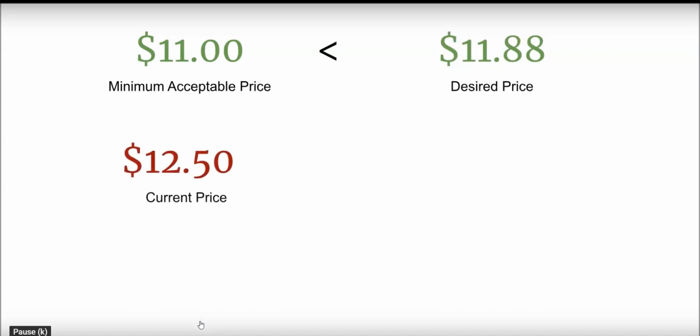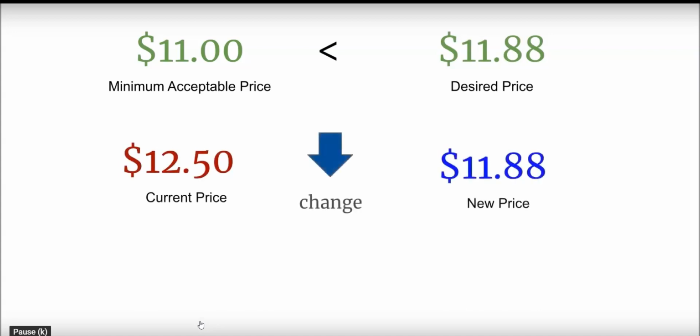This would make our minimum acceptable price of $11 less than our desired price. In this scenario, if our current price was $12.50, the software would change the price to $11.88, our desired price, which would give us the lowest price compared to all of our competitors.